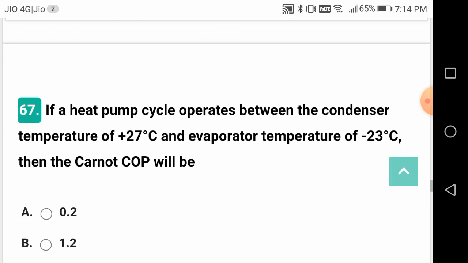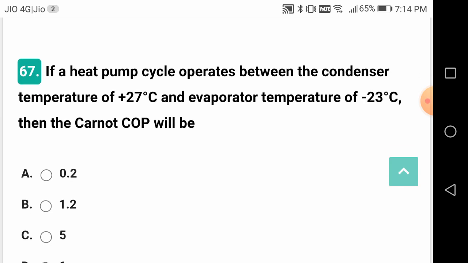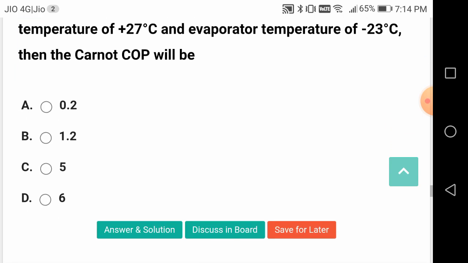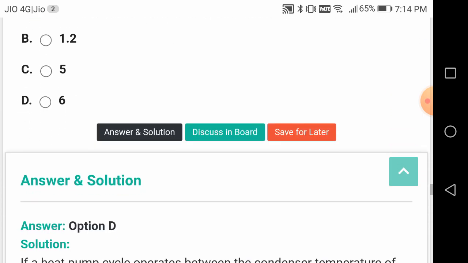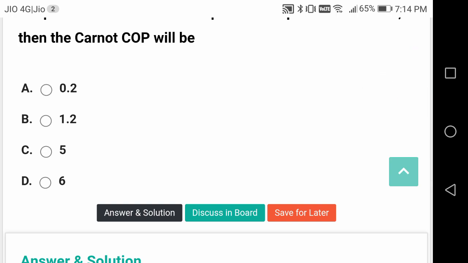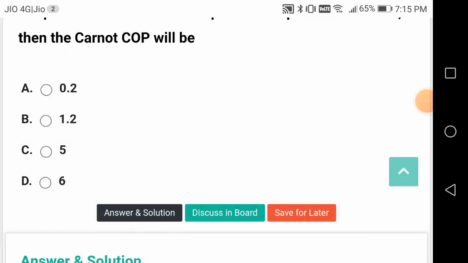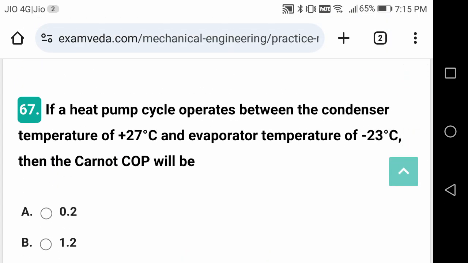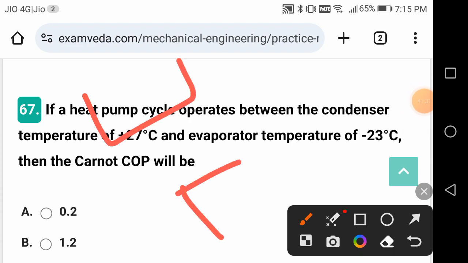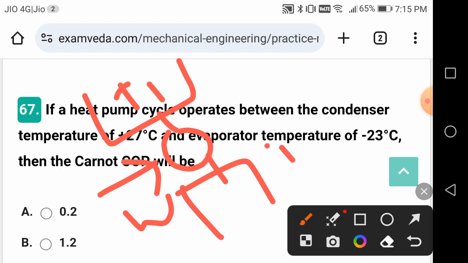In a heat pump cycle operating between the condenser temperature 27, the highest temperature, that means T1, and evaporator temperature minus 23, that is T2, then the Carnot COP will be six. Right, how? Let us see this one. T2, Q2, Q1.